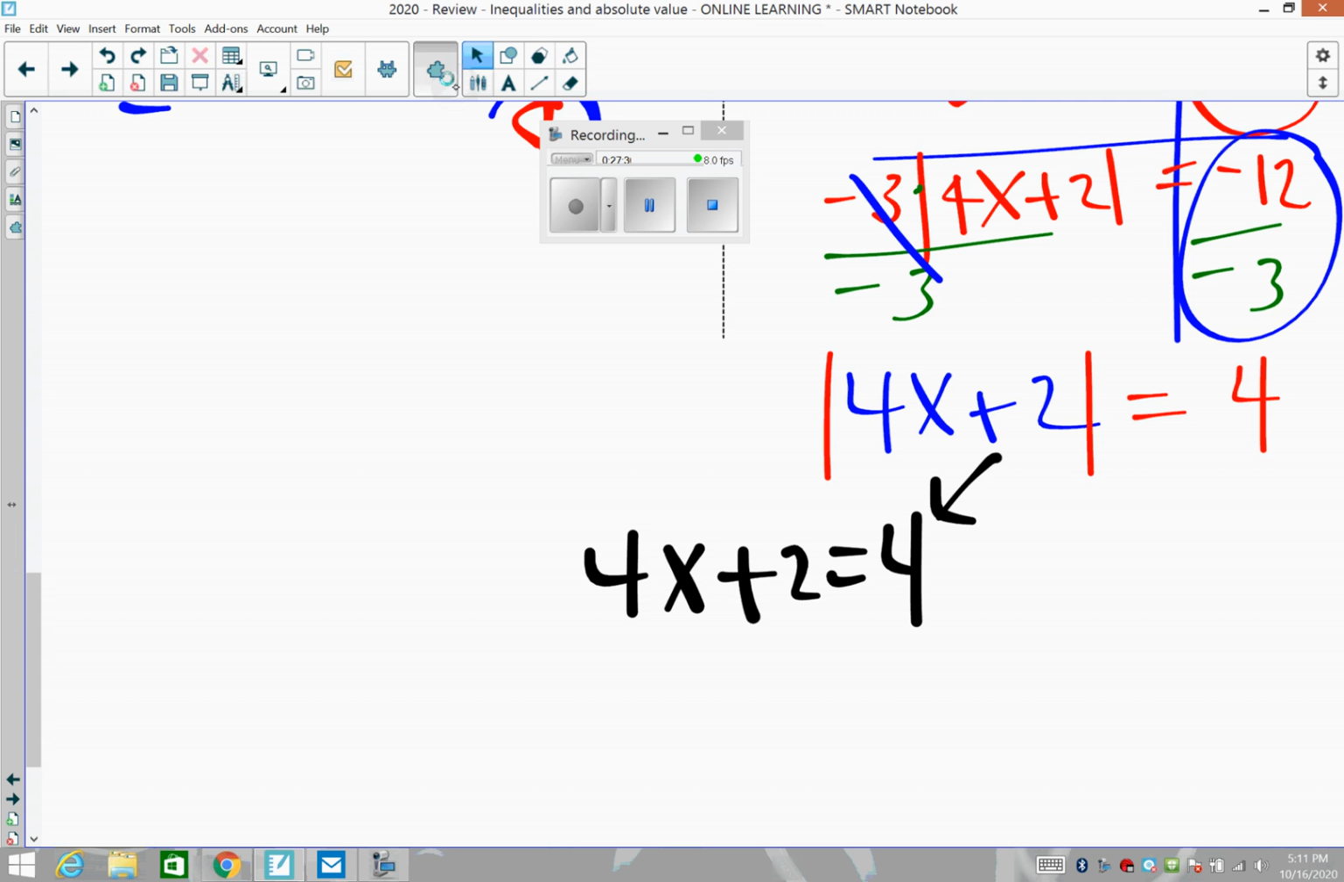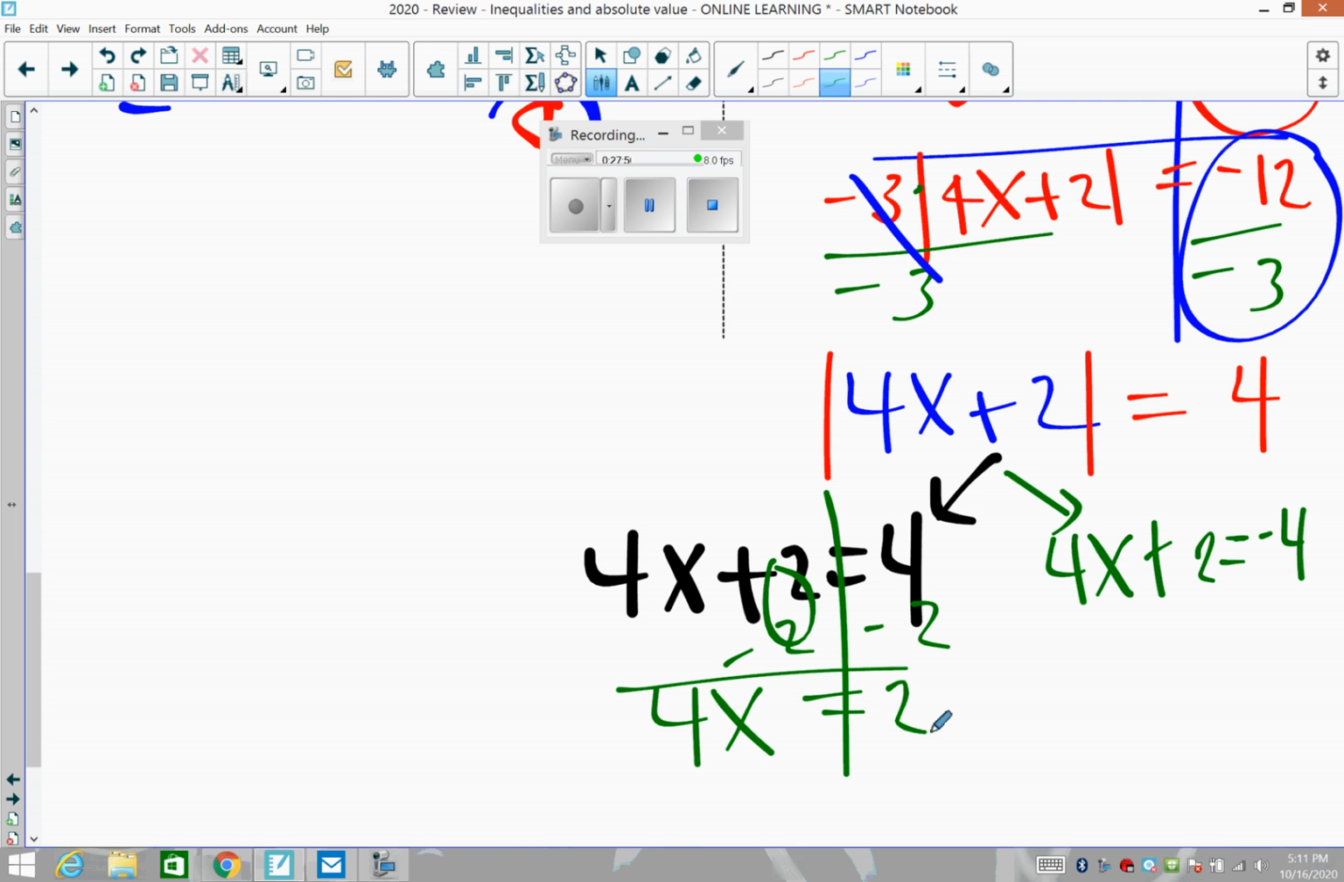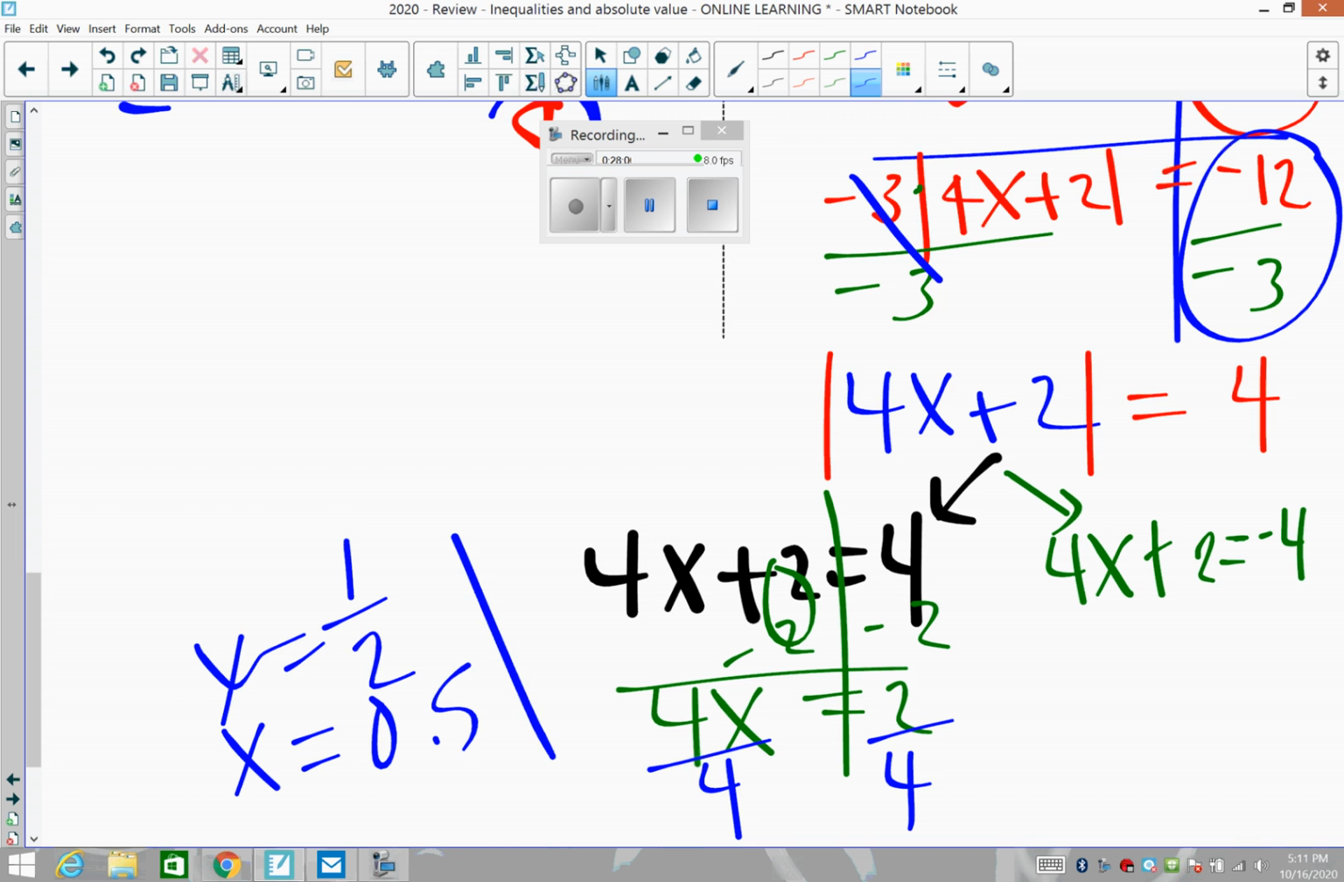Okay, and then we can split it again to the right, which is 4x plus 2 equals negative 4. And then we're going to solve. So we're going to add 2, copy, paste. So we get 4x equals 2. Divide both sides by 4. We end up with x equals 1/2, or x equals 0.5 is our first possible solution to this system.